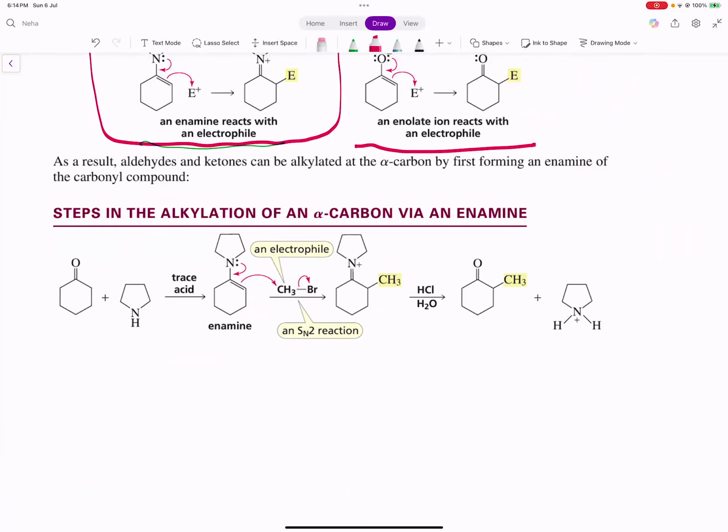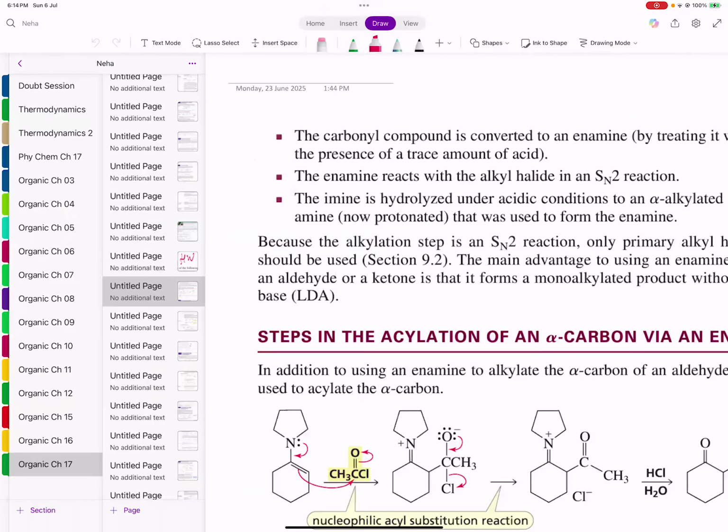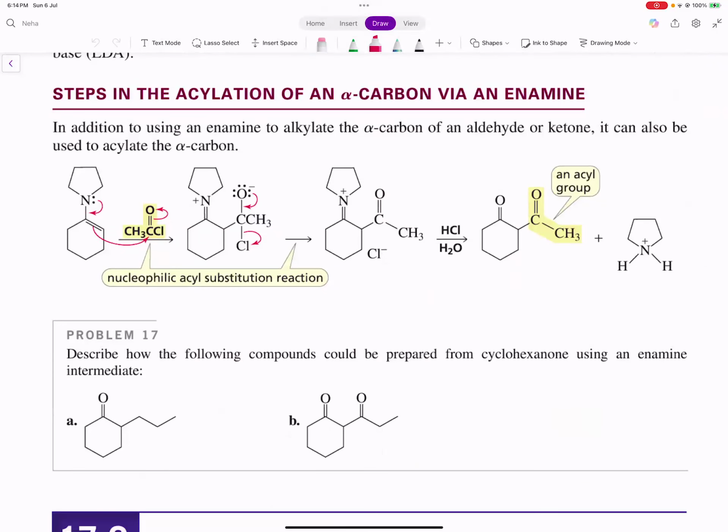So this is another reaction, you can see. And acylation, same. This is a nucleophile, so nucleophilic acyl substitution is taking place. Just go through it.